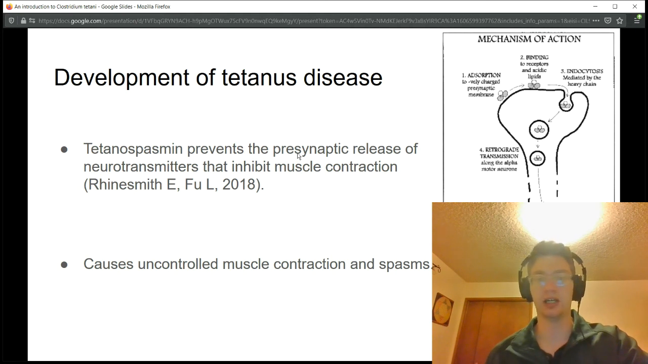Tetanospasmin is going to prevent presynaptic release of neurotransmitters that inhibit muscle contraction. So that's why when people have tetanus, there's normally muscle contraction, spasms. There can be lockjaw. Essentially, the muscles are always contracting or having spasms because the neurotransmitter that's going to relax those muscles isn't being released.